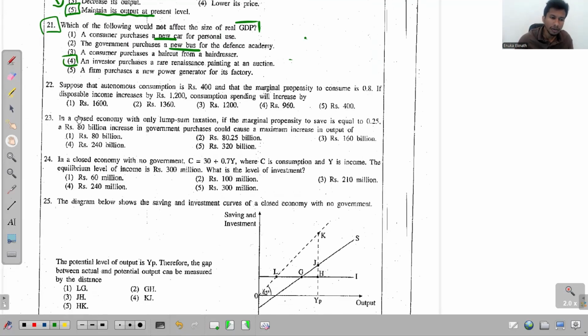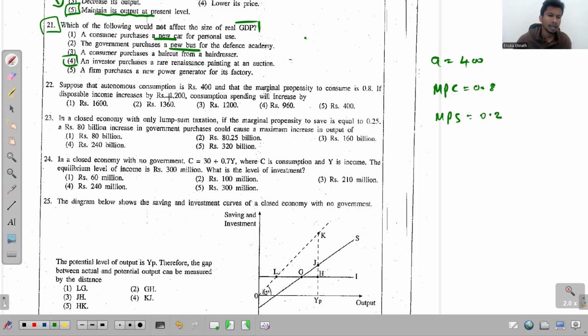Right. Now look at this 22. Suppose that autonomous consumption is rupees 400. Autonomous consumption, how do we denote that? We just use this letter A to denote that value. So it's 400. And that the marginal propensity to consume, MPC, is 0.8. Based on that, we can even calculate MPS to be 0.2.